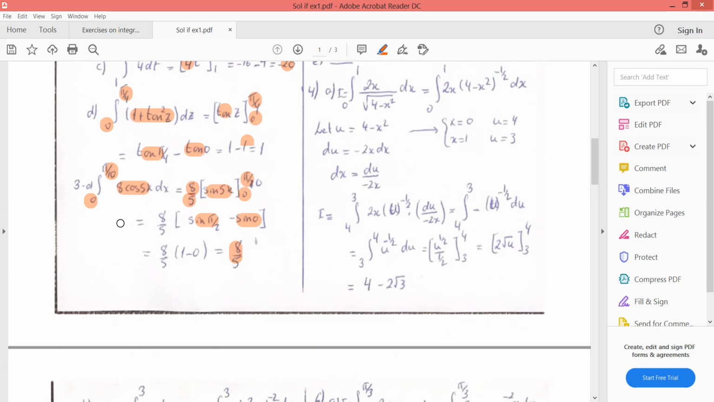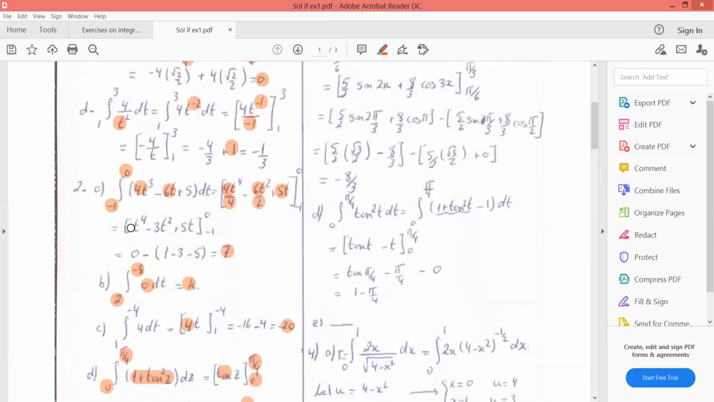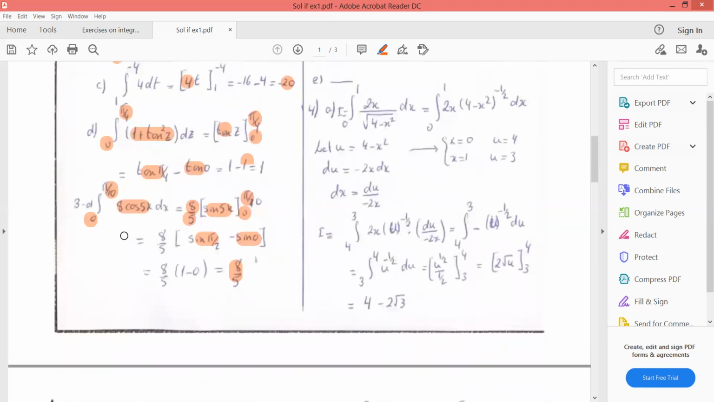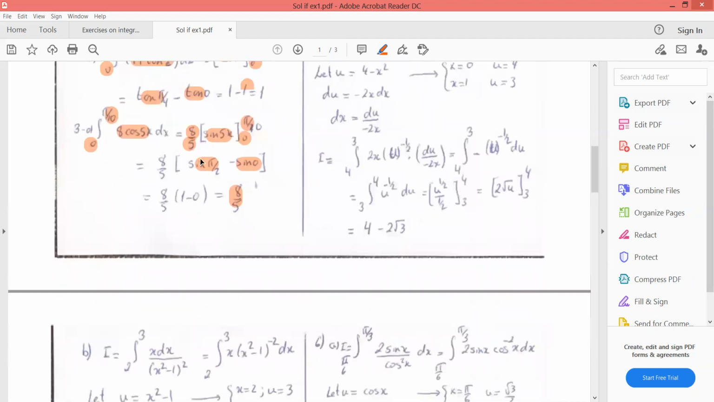Yes, do you understand? Yes, yes. Professor, how does pi over 10 become pi over 2? It's 5 pi over 10 if you multiply. Okay.